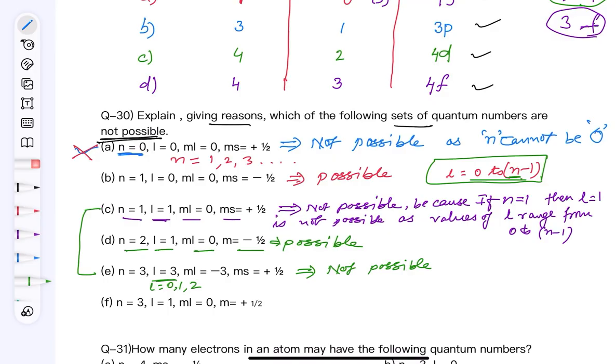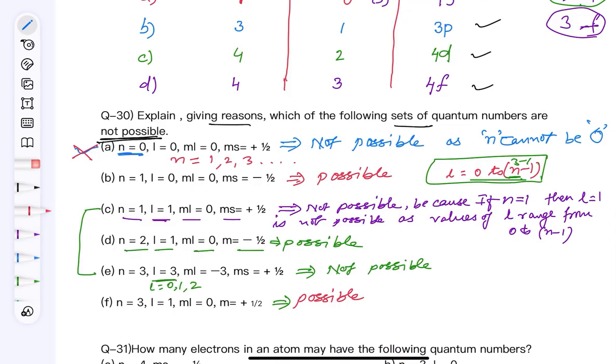Okay. Then if you will see for F question, n is 3 and L is 1. So now when n is 3, you put 3 here, 3 minus 1 would be your 2. So value of L can be 1. So this last one is possible.